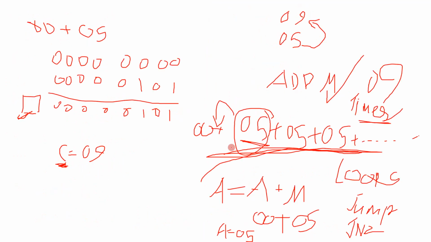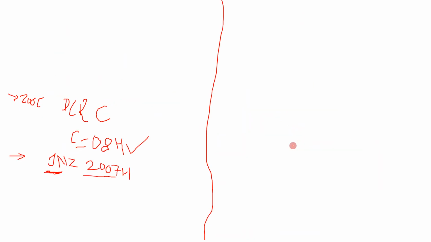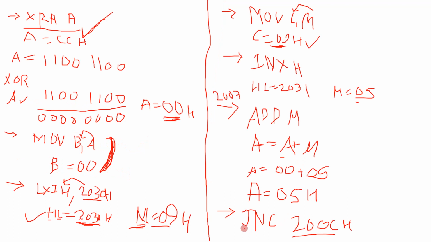So this first addition is done. What we will get is 05 after adding 00 plus 05, and then this 05 should be added with this 05, because we have to add 5 nine times. So this instruction is somewhat related to this, and we will come to this later.